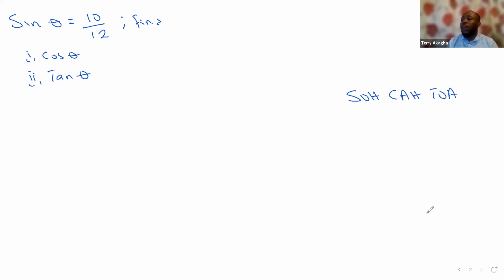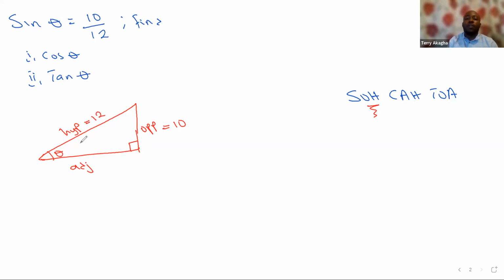So if you have a right angle triangle, this is the theta, and that is a right angle. This is going to be the hypotenuse. This is the opposite, and this is the adjacent. So sine is opposite over hypotenuse. So the opposite is going to be equal to 10, and the hypotenuse is equal to 12.